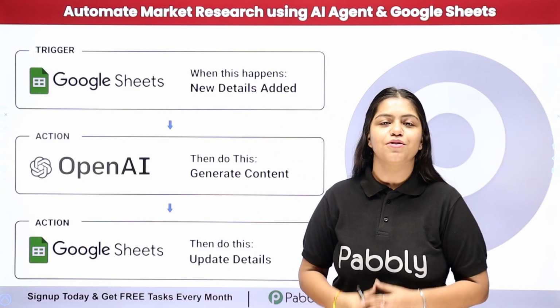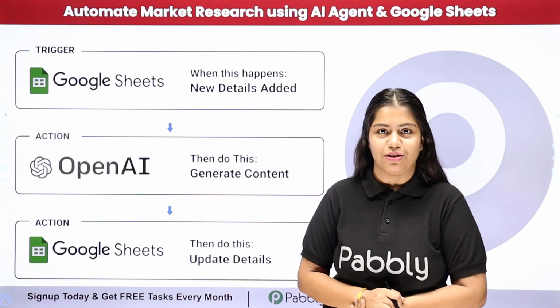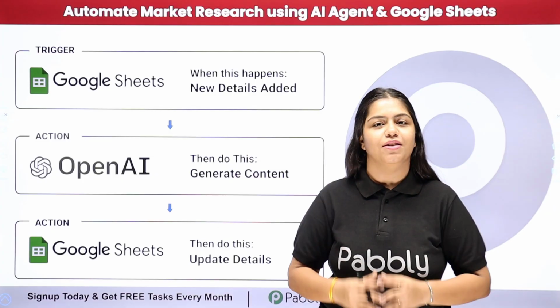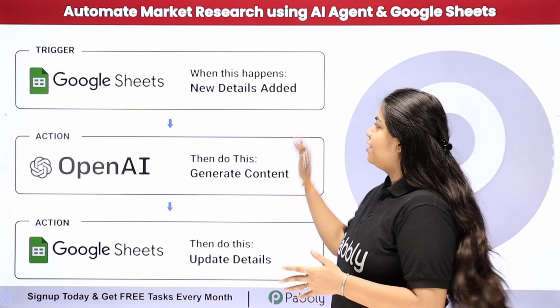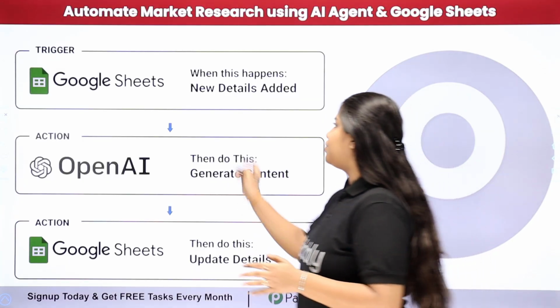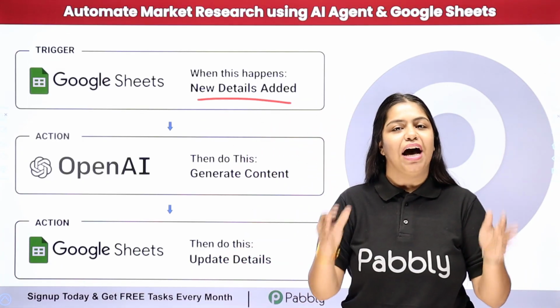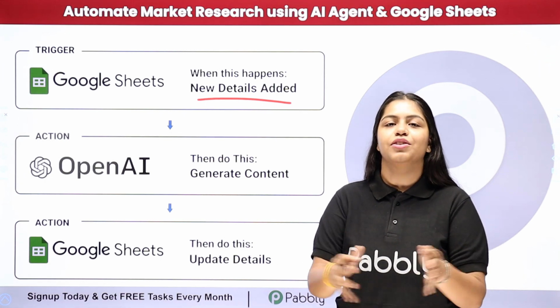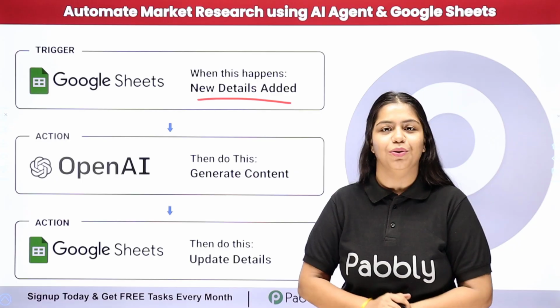So like you, I also used to manually do the market research, but this is such a time consuming and error prone task. So to solve this problem, I've simply created this amazing automation where as soon as I add the details into my Google Sheets, automatically my AI agent is going to do the market research and give me the analysis, and then further I'm just going to add them back again into my Google Sheets.